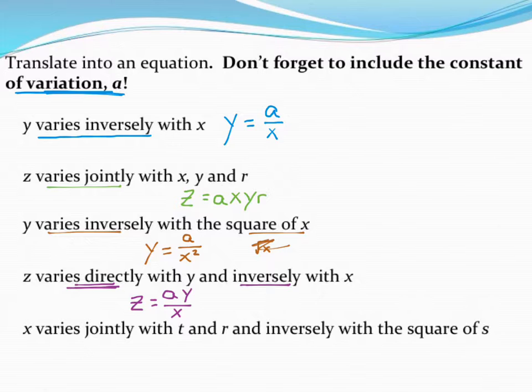And then last up, we have the longest, most involved one. So let's see, x varies jointly. So I'm going to start with writing x equals, and remember, every single one has that constant of variation, but I see a lot of people forget that because they don't see the a listed as a variable. It's not, but it's in every single problem. It's our constant of variation. So it varies jointly with t and r means all of those things are being multiplied together in the numerator, in the top of the fraction, and inversely, so now we're moving to the bottom of the fraction, it varies inversely with the square of s. So once again, we're going to have s and then squared, not the square root, and there's going to be my equation.